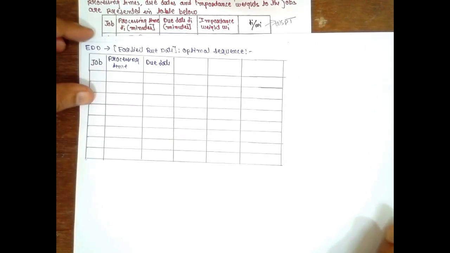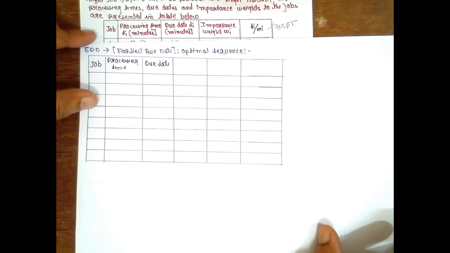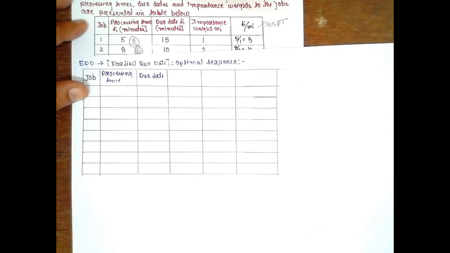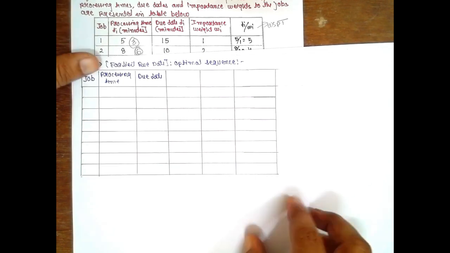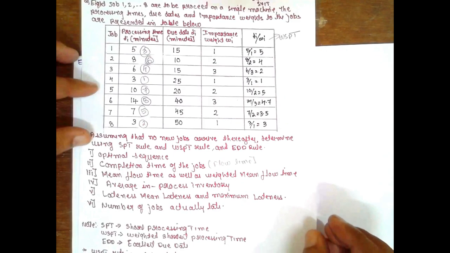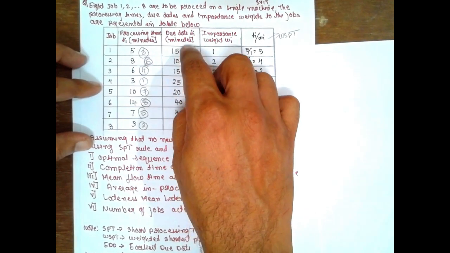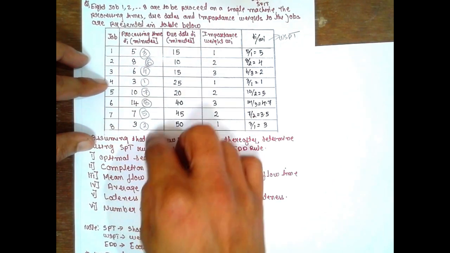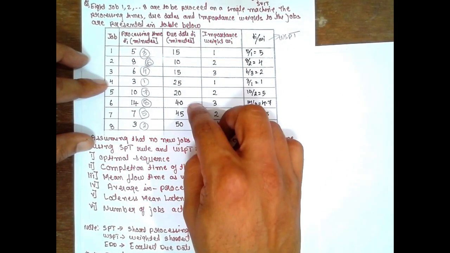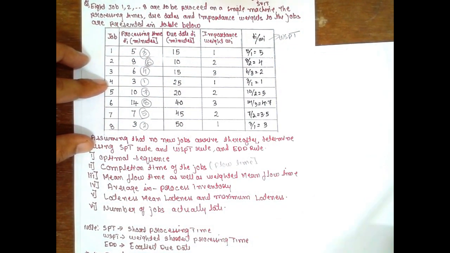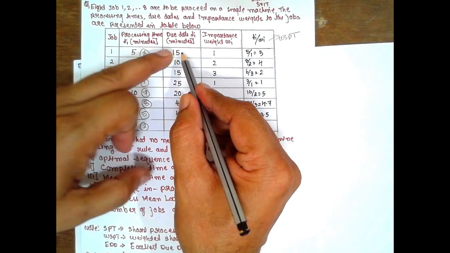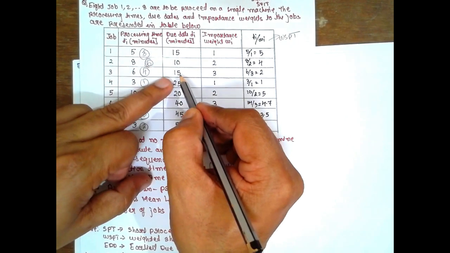Now this is the EDD rule, earliest due date. In the earliest due date, again you have to select from the smallest to larger. In the SPT rule, you selected the processing time. Now we have to select the due date from the smallest to larger. Now select the smallest. The smallest is 15 and 16.